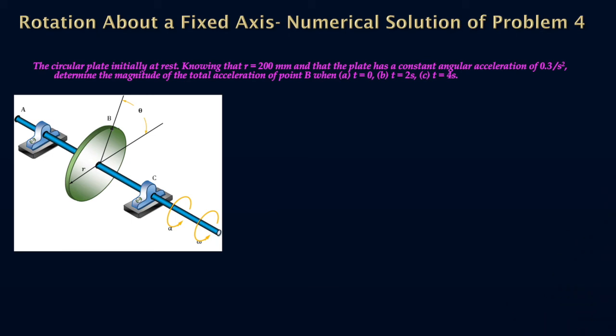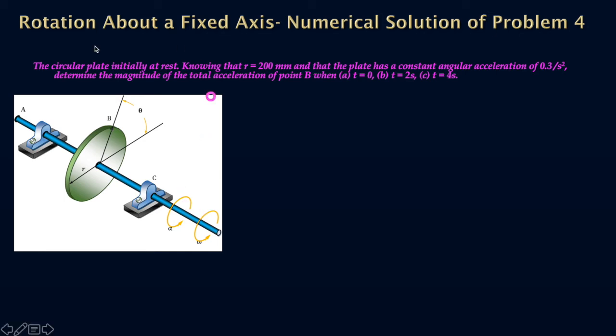Now our next and last problem is this arrangement: a circular disc is supported at 2 points here and here, and a shaft is going through it. The angular velocity and acceleration of this shaft are omega and alpha. As the disc is attached with the shaft, the angular velocity and acceleration of the disc are the same as the shaft.